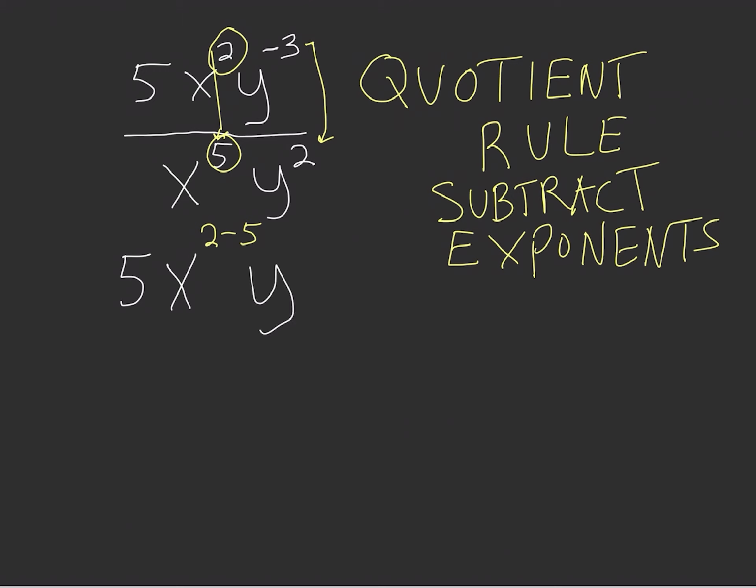And then for the y's, I've got a negative 3 in the top one, take away the 2 in the denominator one. So now go ahead and simplify that. You're going to have 5, and it's going to be x to the negative 3, and we're going to deal with that in a second. And then we're going to have y to the negative 5.